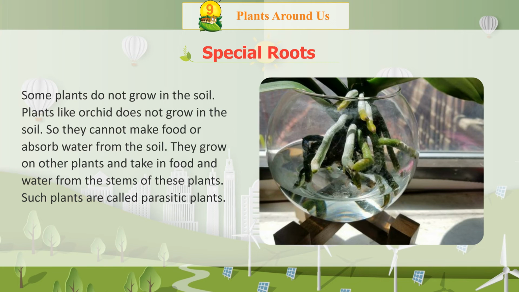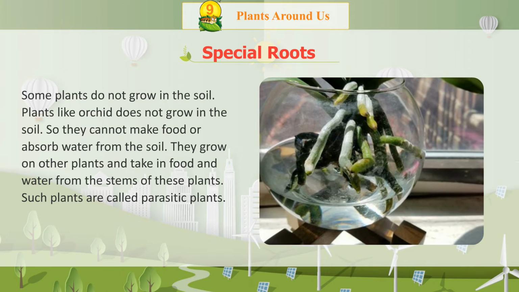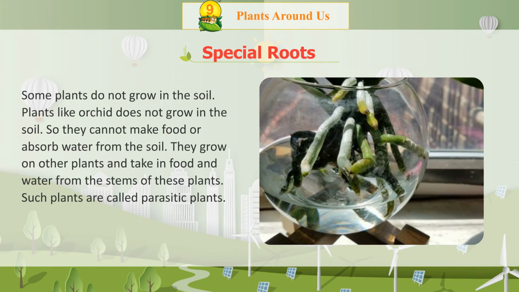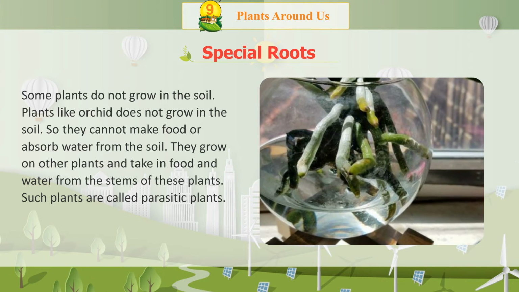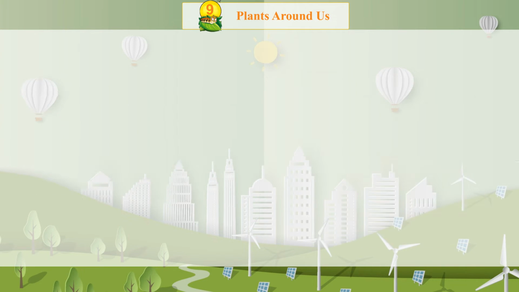Some plants do not grow in the soil. Plants like orchid do not grow in the soil, so they cannot make food or absorb water from the soil. They grow on other plants and take in food and water from the stems of these plants. Such plants are called parasitic plants.